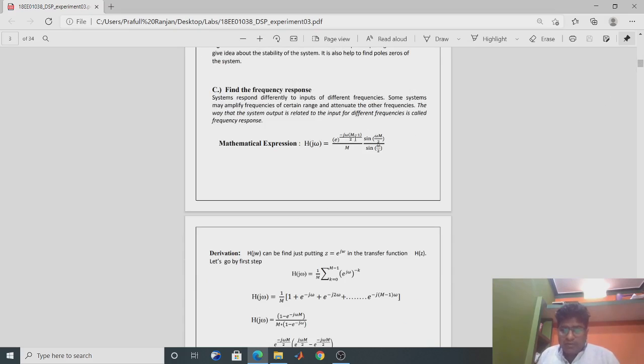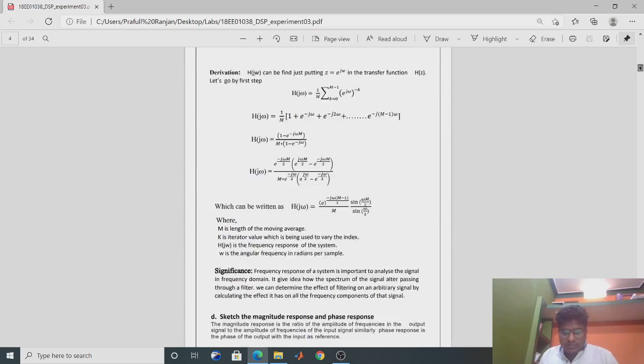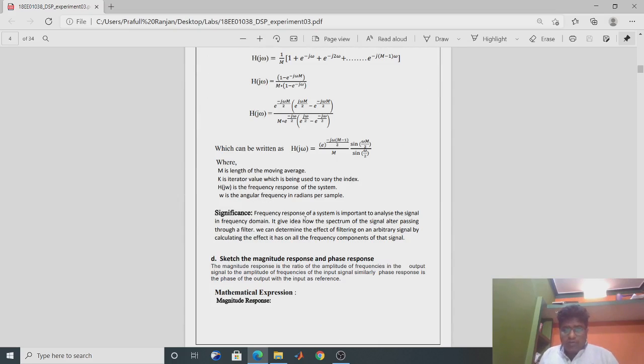The frequency response is also the same. If we put e to the power j omega in H of z, the transfer function, then we will get the frequency response. The frequency response of the system is important to analyze the signals in the frequency domain. So we convert the signal from the time domain to the frequency domain to analyze its higher frequency components and periodicity, all these things.